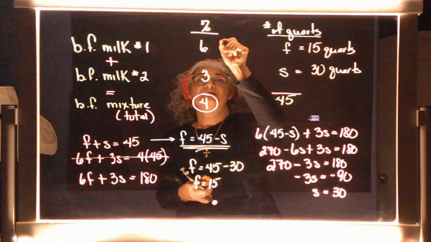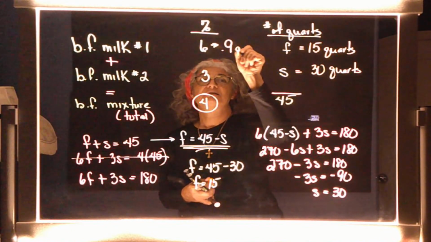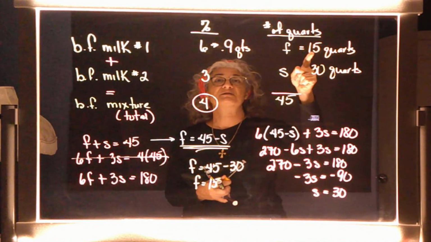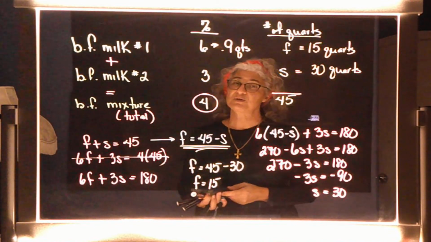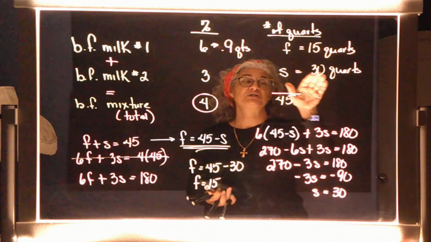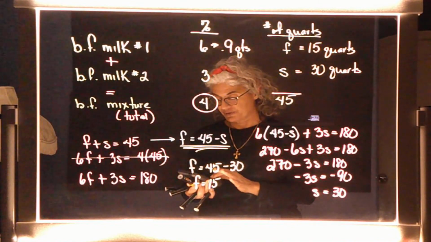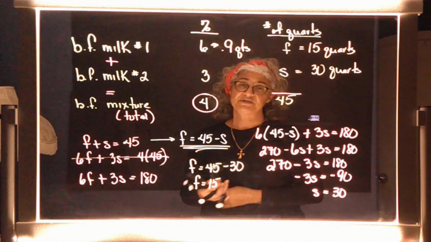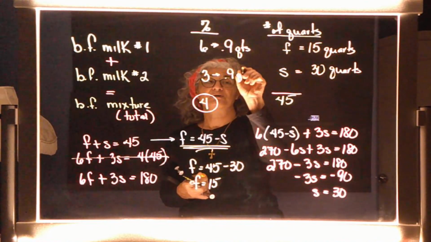So this represents 0.9 quarts. Based upon 15 quarts, and 6% of it is butterfat, that's 0.9 quarts. It's almost 1 quart, not quite. Butterfat milk number 2, we have 30 quarts now, right? And 3%, so I'd have to multiply by 0.03. Well, in this case, it's also representing 0.9 quarts.